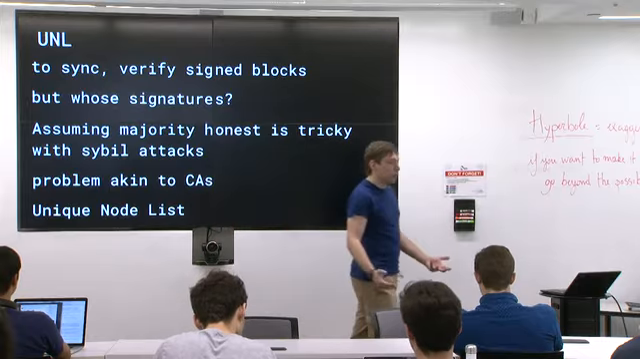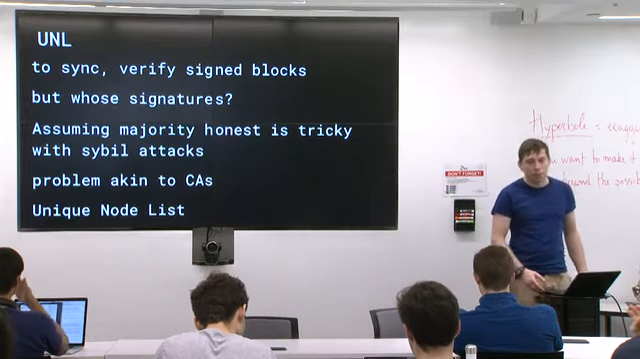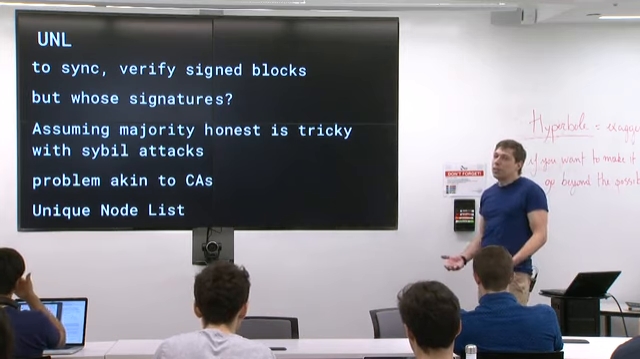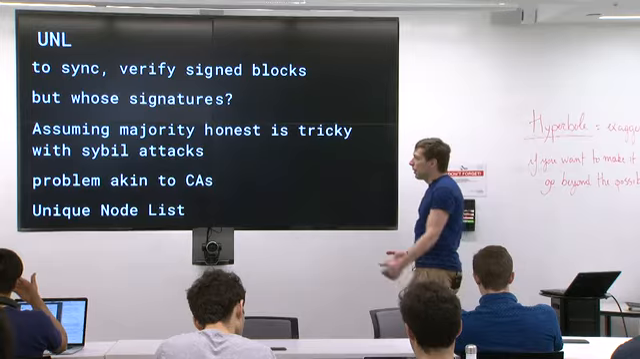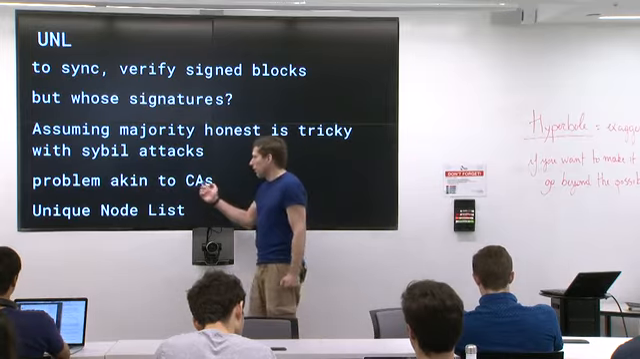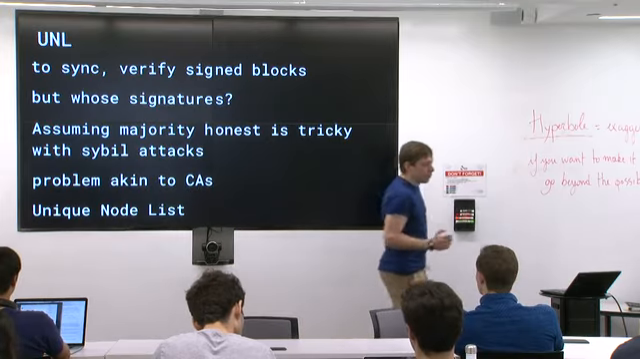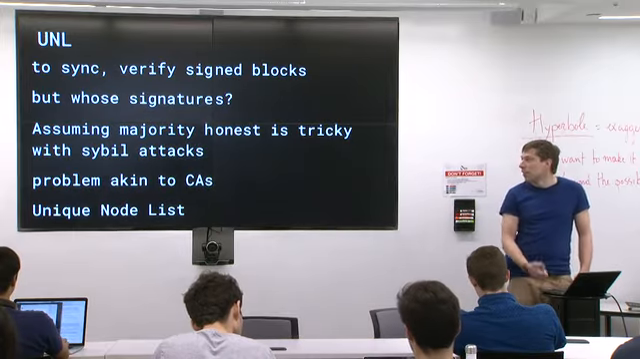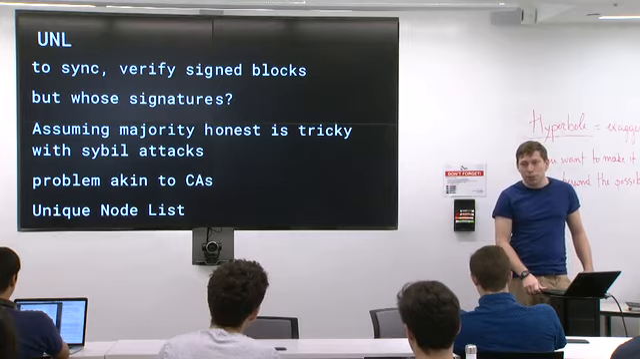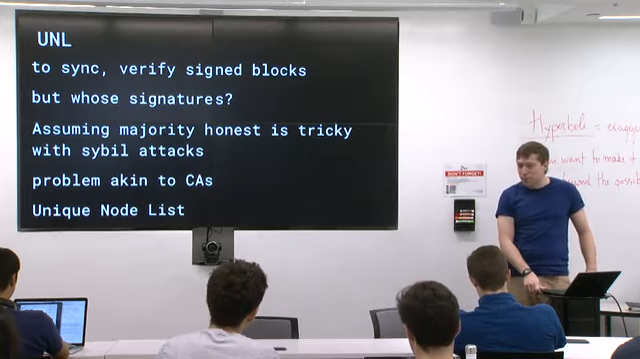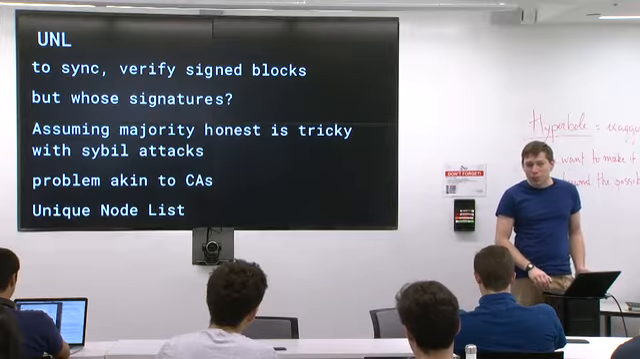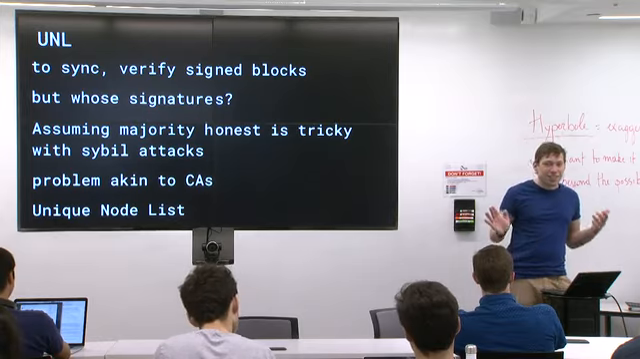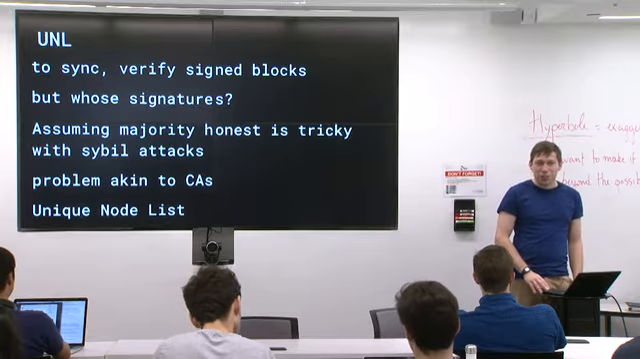How do you know who's the majority if you don't know who these people are? You need some kind of way to identify humans or computers even. And this is a problem akin to certificate authorities. A lot of the problems that you see in blockchain, Bitcoin, these kinds of things are not exactly new problems and have already been quote unquote solved. So does everyone know how CAs work? Or do people have some idea? Or who's like, what's a CA?